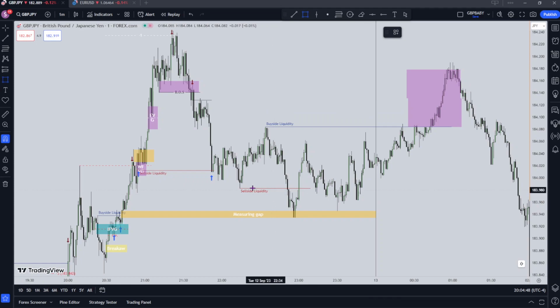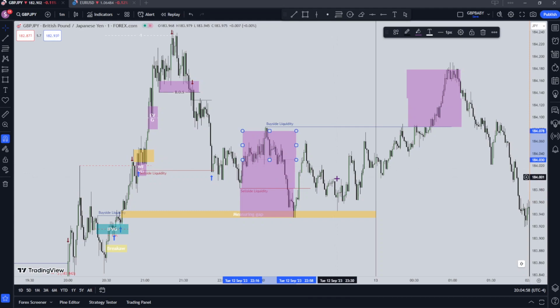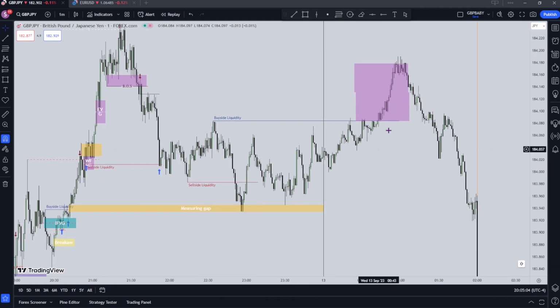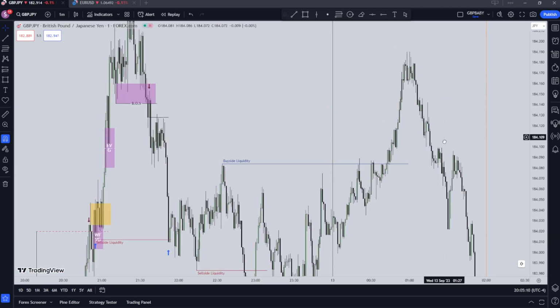What does that mean, GBP baby? I don't know. Don't ask me. I don't know. Anyway, that's just something cool to look at. And again, algorithmic delivery, what do you expect?